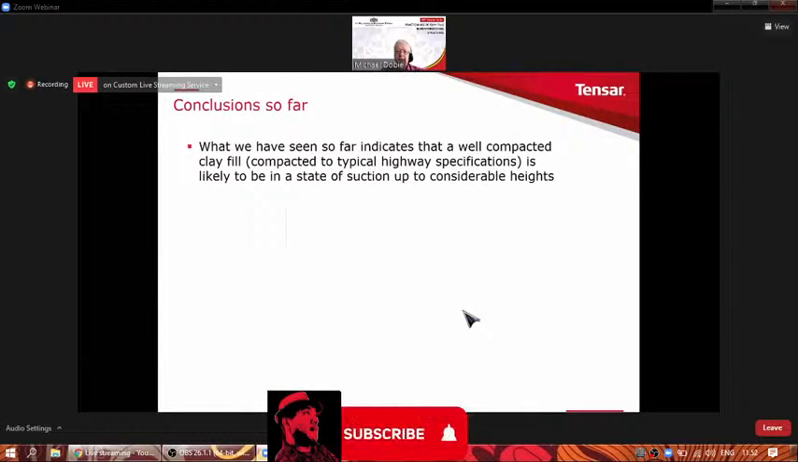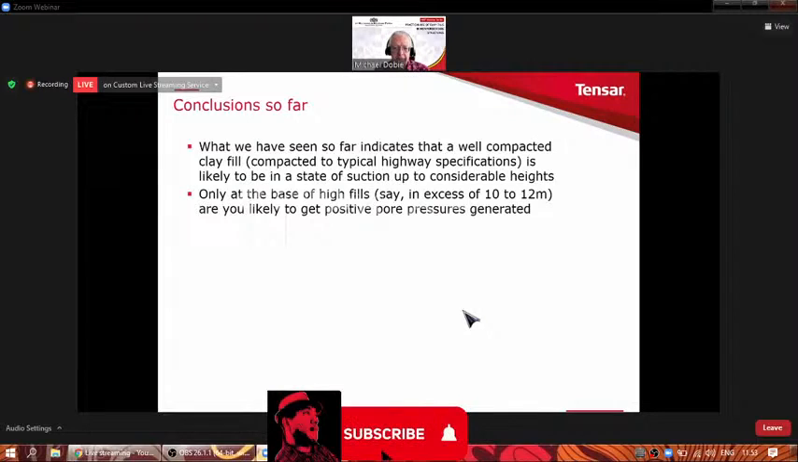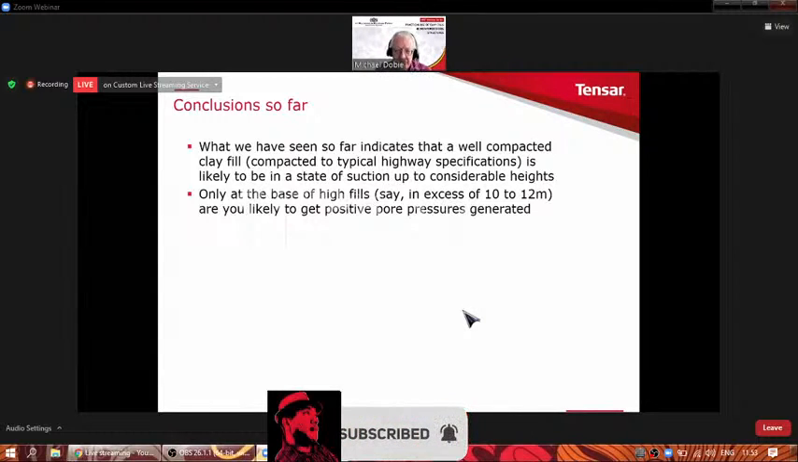So, what are the conclusions so far? We have seen that a well-compacted clay fill, certainly to typical highway specifications, is likely to be in a state of suction to a considerable height, say at least 10, maybe 12 meters. That last case, the clay was rather on the wet side, according to the paper. And it's only going to be at the base of high fills in excess of those values that you're likely to get generation of positive pore pressures.